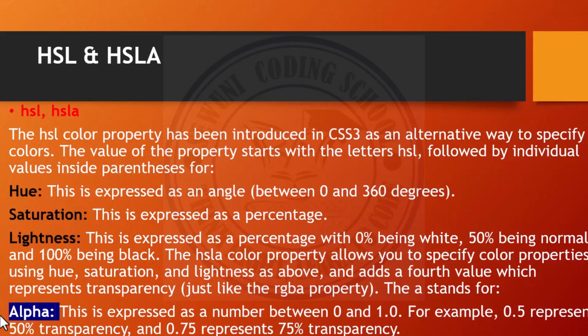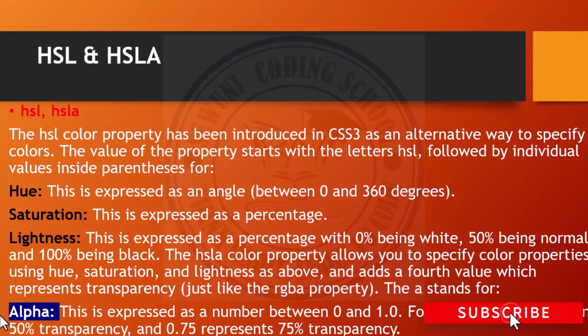Okay, saturation is also expressed as a percentage. We told you saturation has to do with the amount of gray in a particular color, and lightness or brightness has to do with the amount of what? Black. Okay, so 0% lightness simply means white, 100% lightness simply means black.